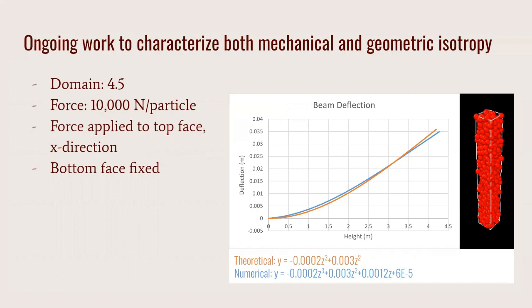The blue curve shows the numerical fit of how the beam should deflect, and the orange curve shows the theoretical fit of how our beam performed. Overall, this is a pretty good result given the low particle count of the 4.5 unit domain. There is some softness that occurs towards the bottom of the beam, which can be seen right here in the graph. But this should average out if we add more particles to the beam. With more particles packed into the beam region, the results would have closely matched the theoretical results.